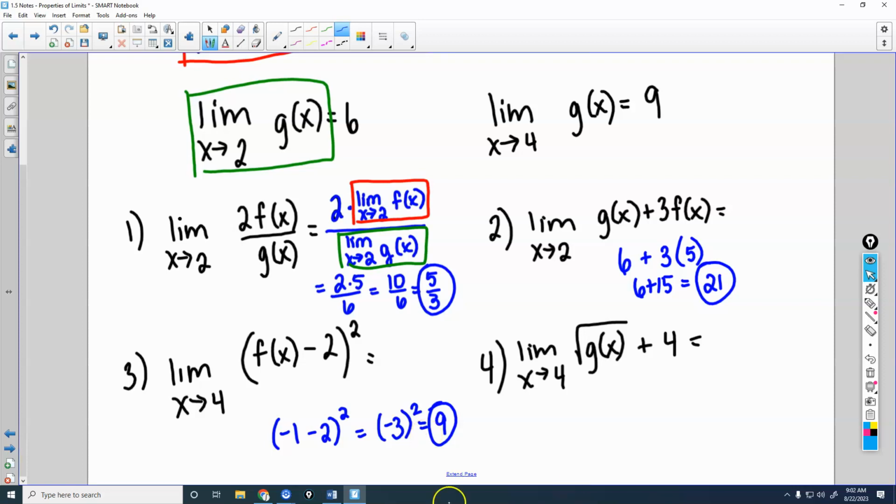And for the last one, we've got our g of x, and the limit is approaching 4, so we're going to use this 9. So we would just have the square root of 9 plus 4, which is 3 plus 4, which is 7. It turns out to be almost just like you're plugging in those values for your f's and g's, right? Okay, questions?